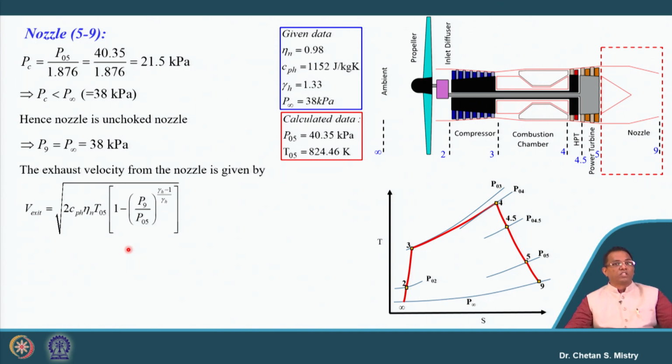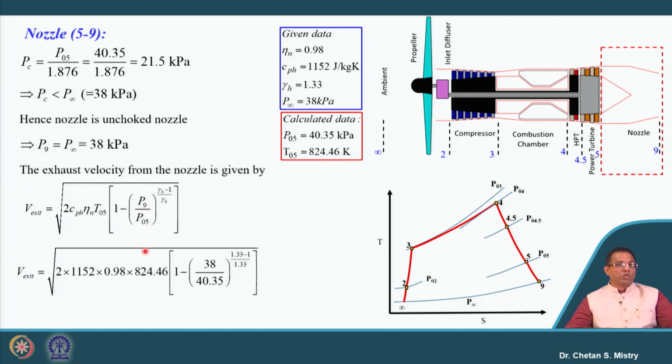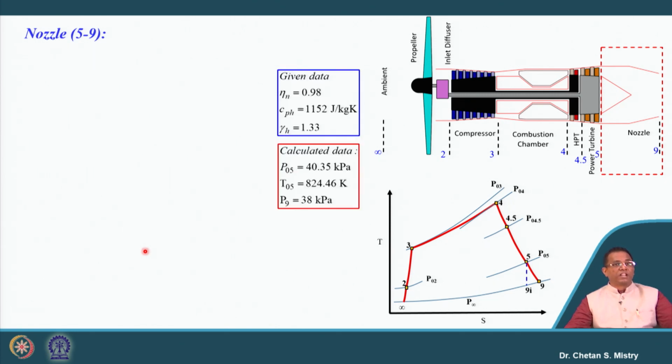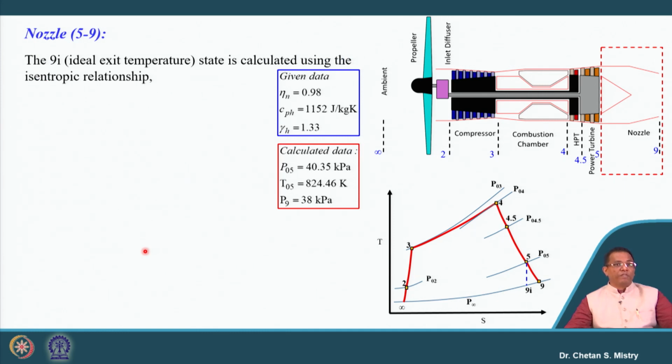Okay. Now based on that, we can calculate our exit velocity. This exit velocity is given in terms of my pressure ratio. So if we put these values, it says exit velocity is coming to be 165.93 meter per second. Okay. Now since this exit velocity is known to us, we will be calculating what will be my 9i. What is that and why are we calculating? Let's look at the reason behind that. Here in this case, we can write down my ideal condition, that is the isentropic process, that is given by T05 by T9i.